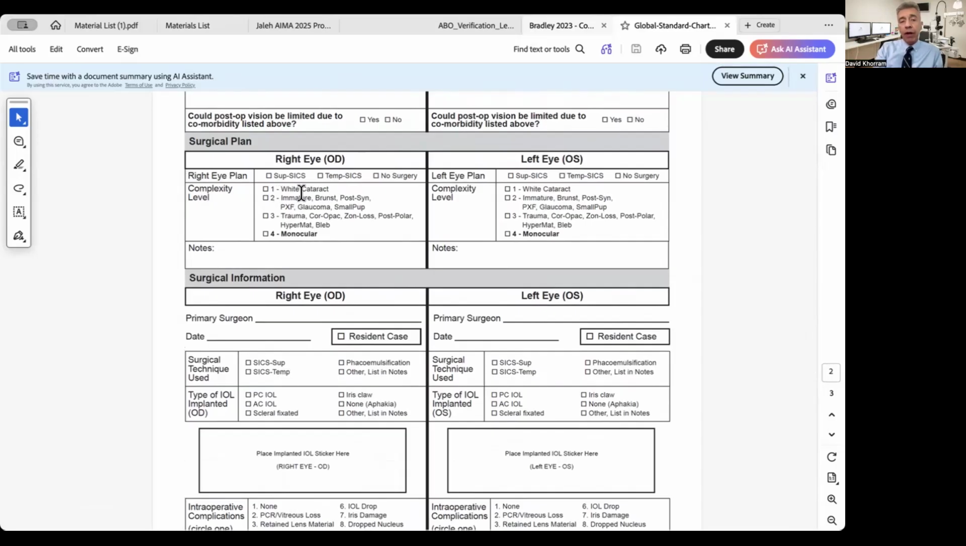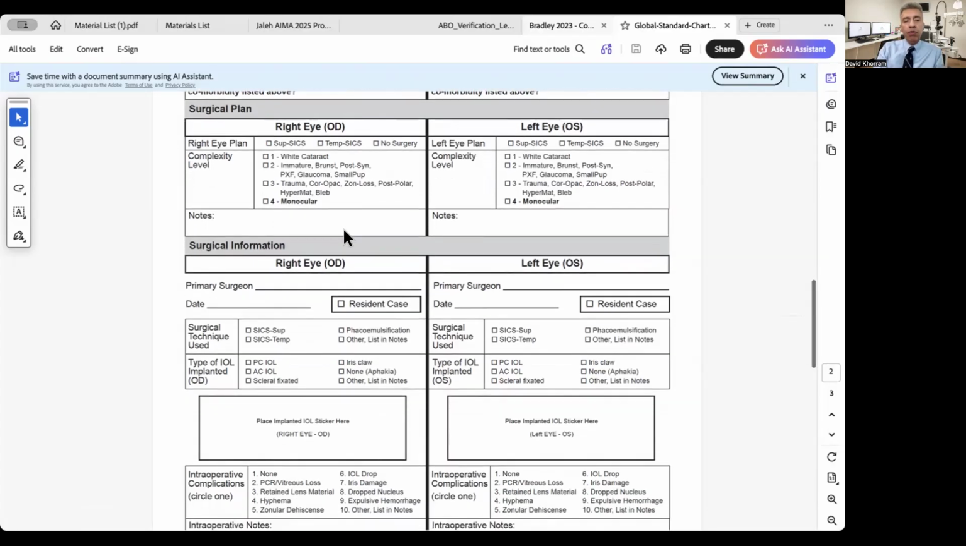The immature cataracts, which are the ones that are not white, or if there's brunescence, posterior synechiae, some pseudoexfoliation, history of glaucoma, or a small pupil, those can go to our early experienced surgeons. And then cases of trauma, corneal opacity, zonular loss, posterior polar, hypermature, and with glaucoma blebs are the most complex and should go to senior surgeons. And then, of course, we have those monocular patients, which are level 4 complexity, which will be assigned to the most experienced surgeons with the lowest complication rates. And that is basically it for the exam.